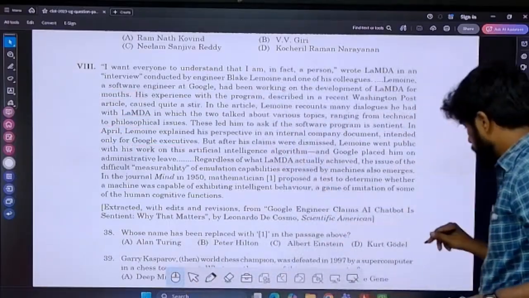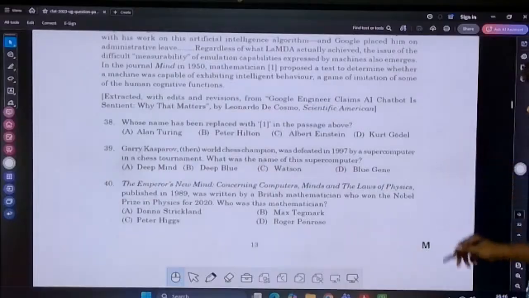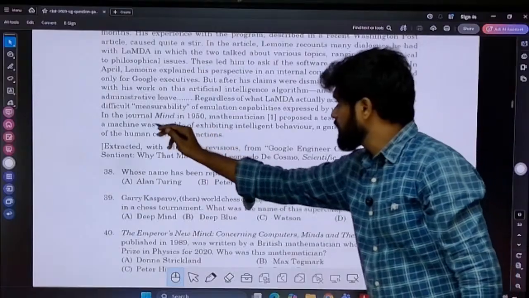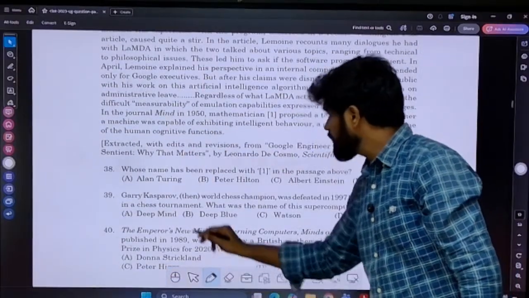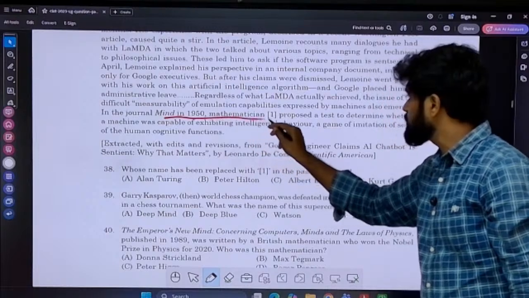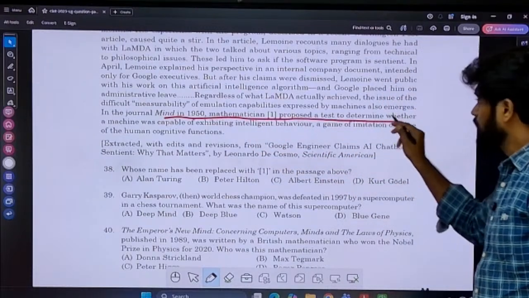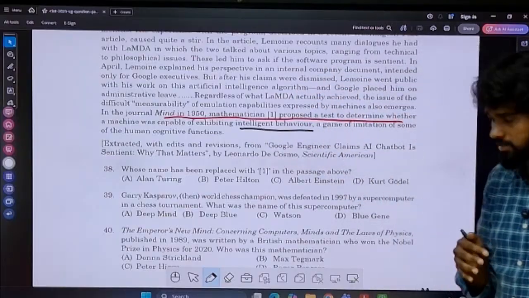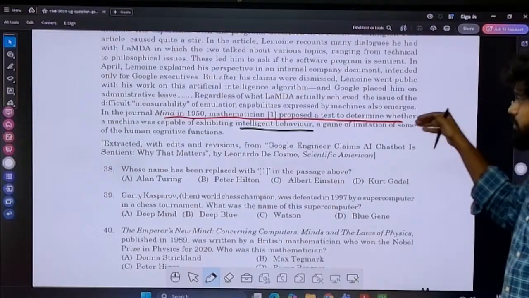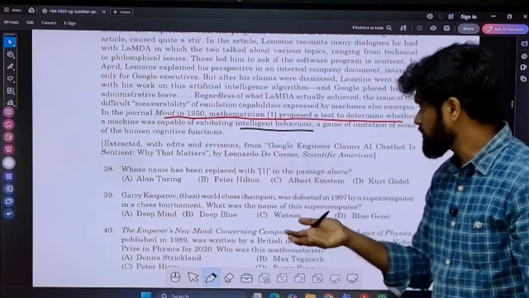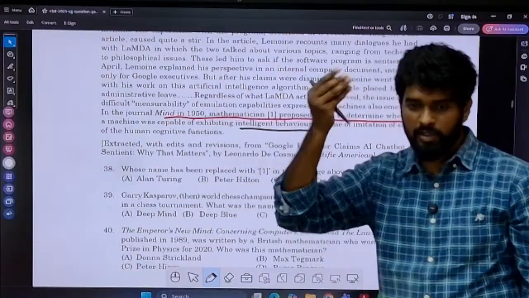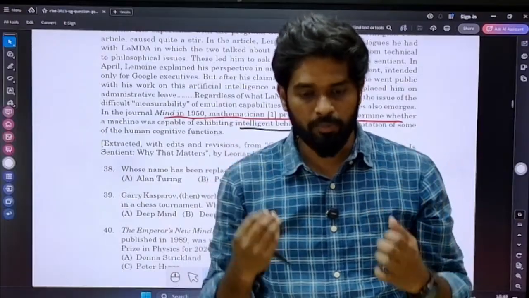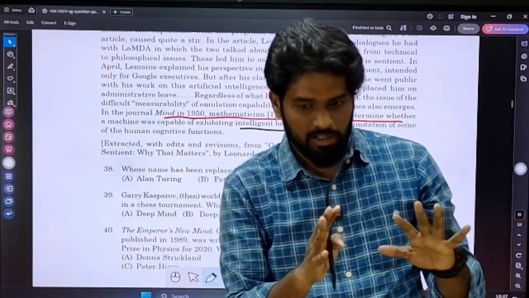Okay, so let us see what the questions are, how the questions are coming into existence. Whose name has been replaced with one in the passage above? ఇక్కడ one ఉంది, ఇక్కడ అండి. In the journal Mind in 1950, mathematician 1 proposed a test to determine whether a machine was capable of exhibiting intelligent behavior called artificial intelligence. Okay, a game of imitation of some of the human cognitive functions. Okay, it's called Alan Turing. Okay, Alan Turing was the one who said very clearly that artificial intelligence is not so great as human brains.